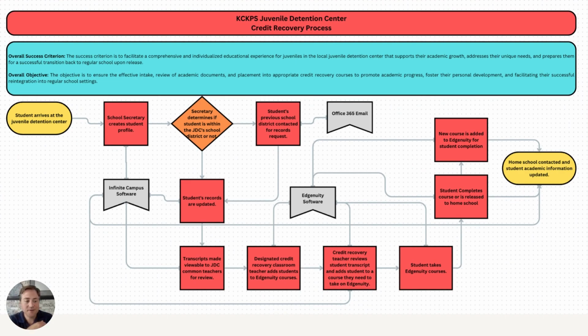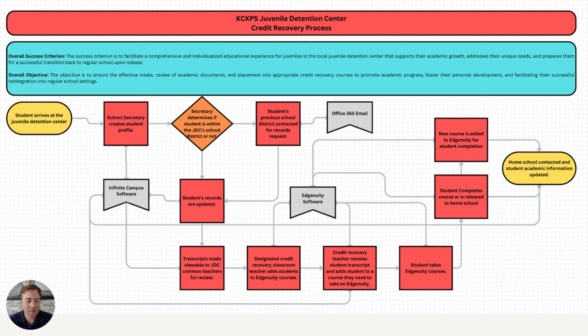the overall success criteria for this particular chart. The success criterion is to facilitate a comprehensive and individualized educational experience for juveniles in the local juvenile detention center that supports their academic growth, addresses their unique needs, and prepares them for overall success, for a successful transition back to a regular school upon release. You are welcome to pause this as well and take a look at it.